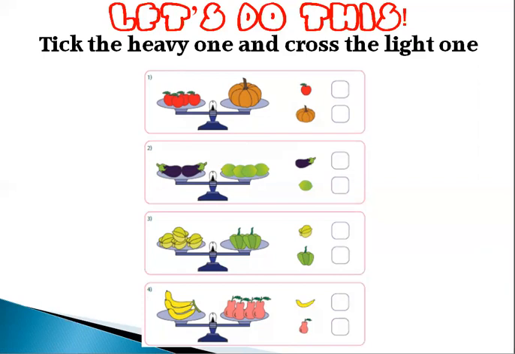So look at this first diagram, tick the heavy one and cross the light one. And look at the second diagram, tick the heavy one and cross the light one. Look at this third one, tick the heavy one and cross the light one. Look at this, tick the heavy one and cross the light one. It should be very easy for you to do, isn't that? Okay, so you're going to try this out for me.